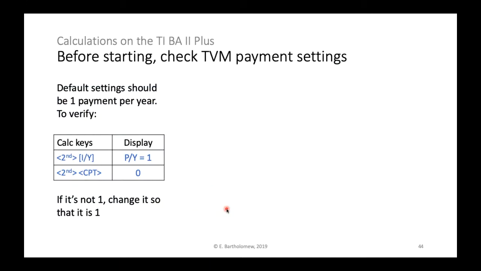Now, before we get started, we should just do a check to make sure that your TVM payment settings are correct. Now, the default settings should be fine, but just in case they've been changed, you want to do the following. You want to verify that your default settings are set to one payment per year. So to do that, you would hit second I/Y. You should see displayed P/Y equals 1. If you see something different, change it to 1. Once it's 1, you can hit second CPT to quit out of that setting.